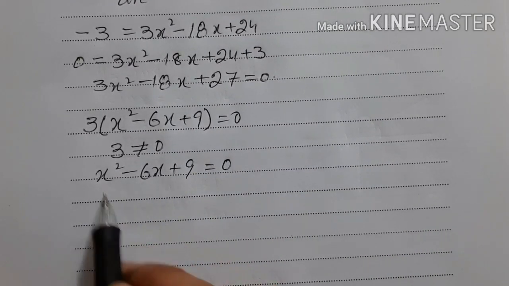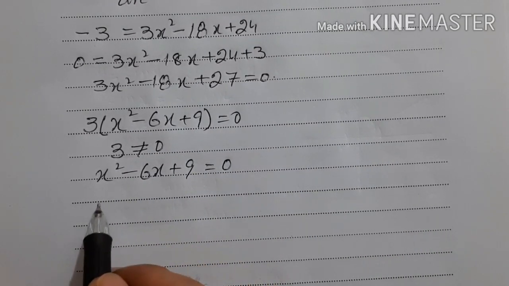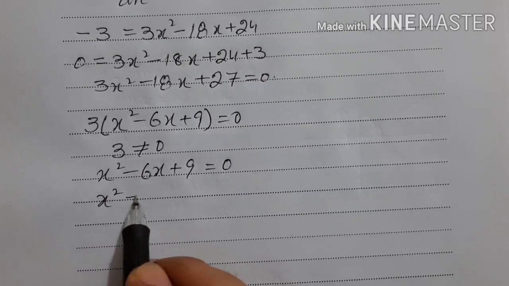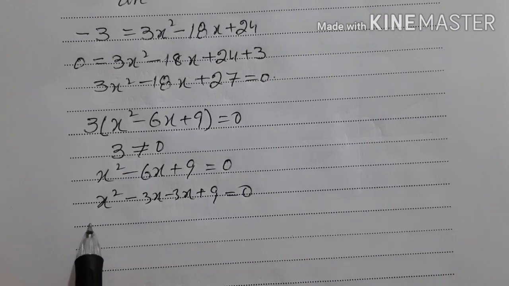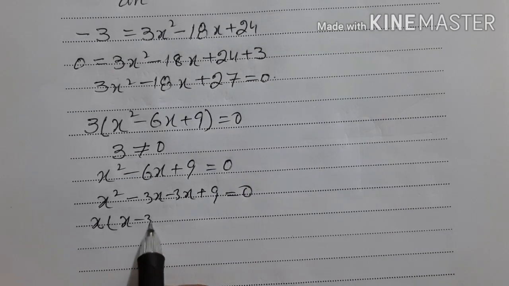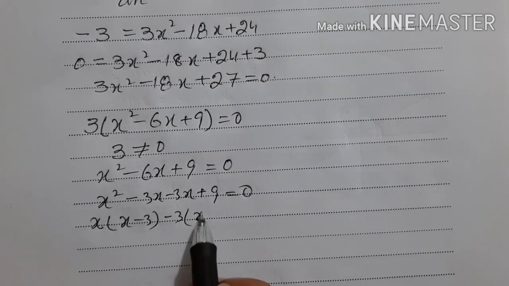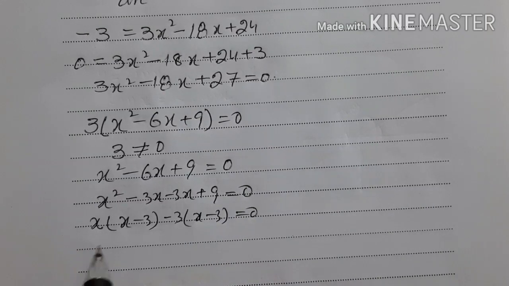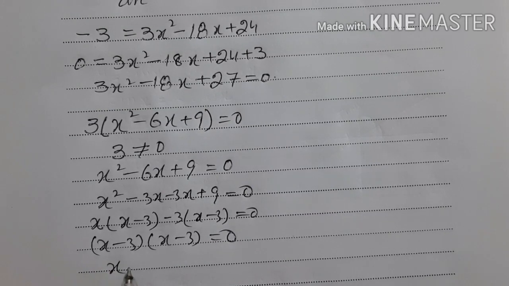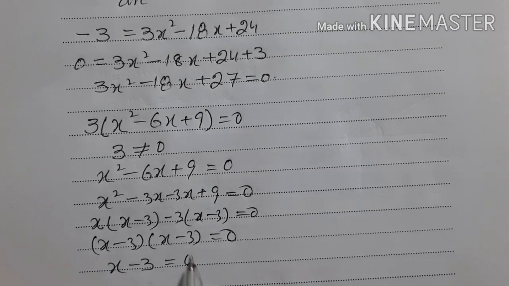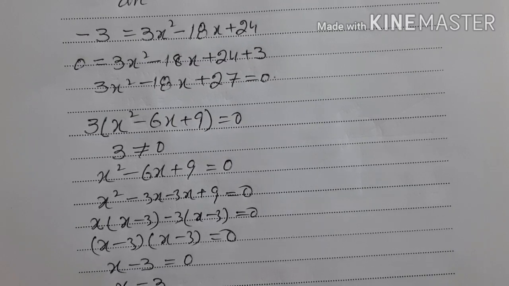Okay, I'll solve it by the middle term break method. It will be x square minus 3x minus 3x plus 9 is equal to 0. x common, x minus 3, common x minus 3 is equal to 0. So x minus 3 common, x minus 3 is equal to 0. So this equation got a repeated root, that is x is equal to 3.